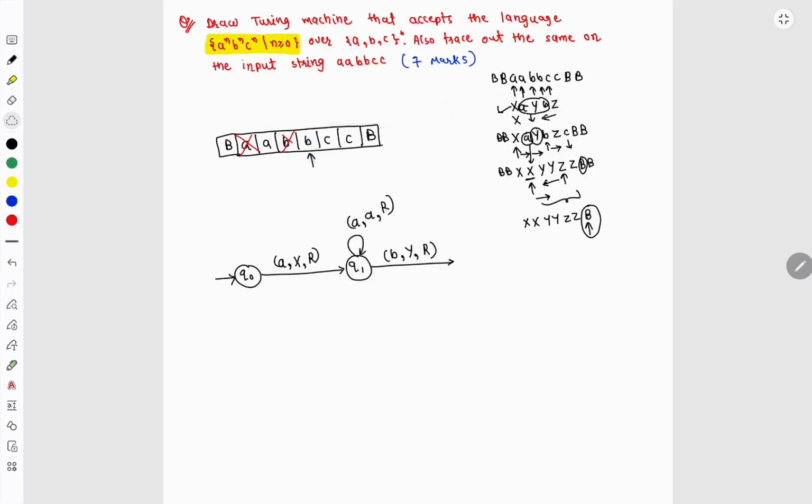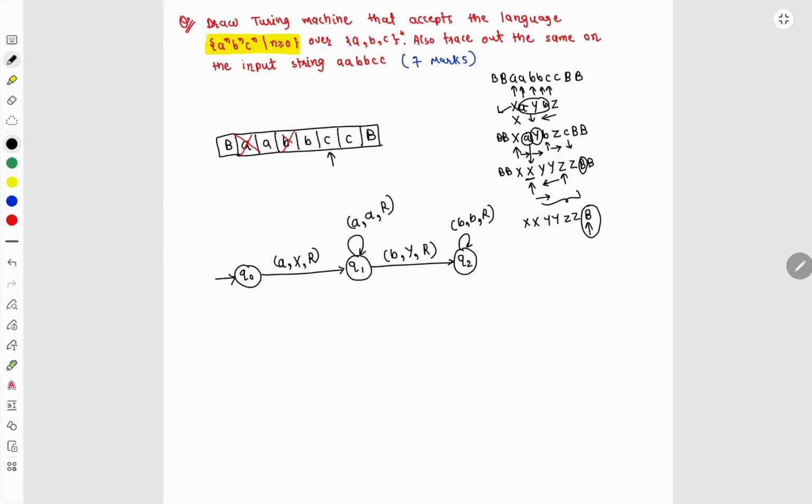Now again the same process: until we get the corresponding C, we need to keep this B as it is. So in this state, we will write small b and R. That means if we give Q2 state B string, then we will keep B as it is and move towards the right side. If we move towards the right side, the read write head will be at small c.